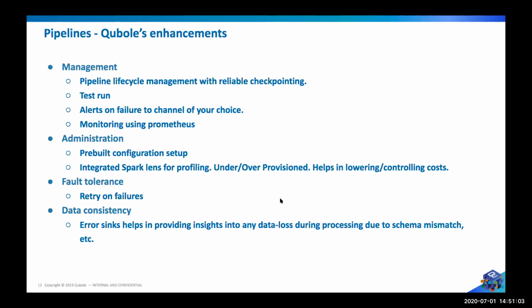So let's say something is going wrong in your pipeline, you'll get notified on a Slack channel or email notification, PagerDuty, all those options are available. With respect to monitoring, we have Prometheus monitoring, which can be really helpful to monitor all the streaming pipelines which are running in the system.